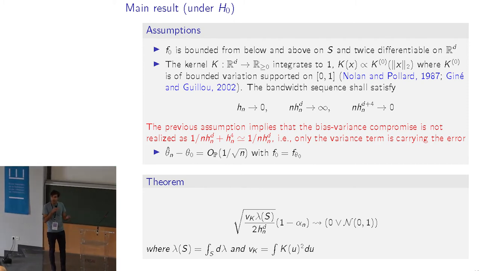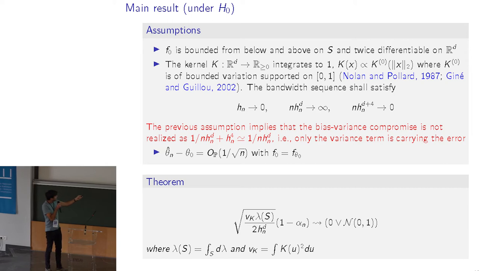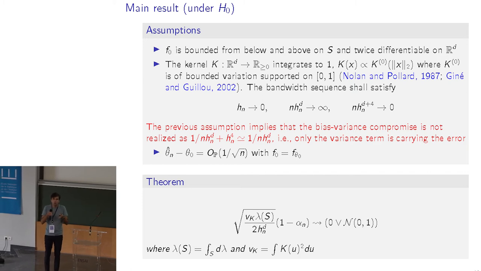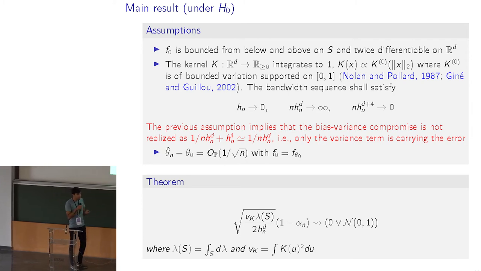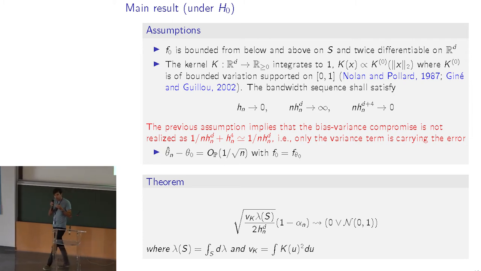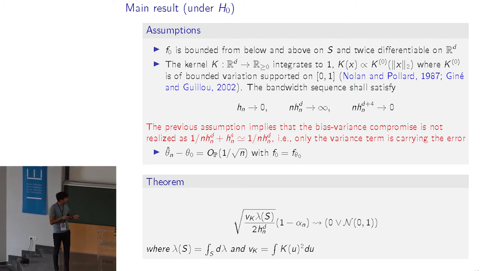This is really important because if not, then my limiting distribution would not be as simple as it is right here. What is also needed is that assumption on my parametric model, and you see that this assumption clearly implies that we are working under the null hypothesis. And so here comes our main result. You can see that this is a very nice distribution. It's a truncated Gaussian because it's an optimization problem on a compact interval.